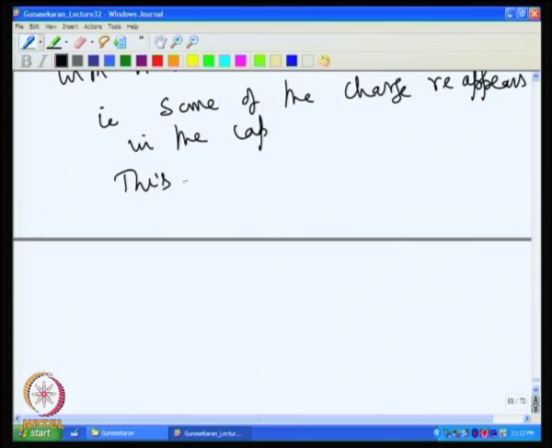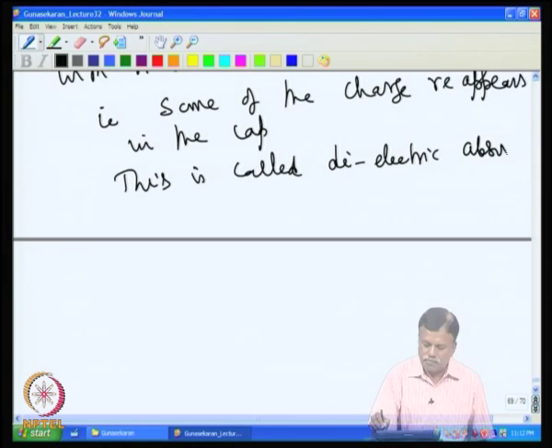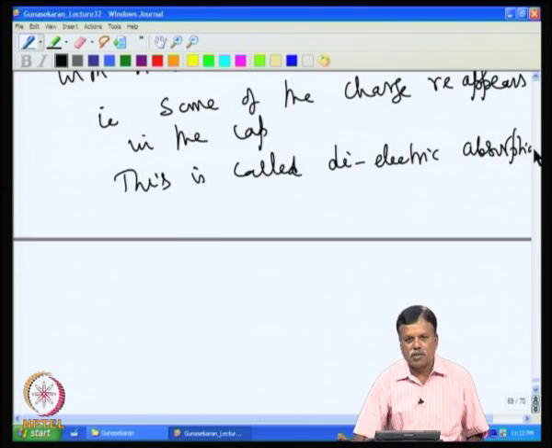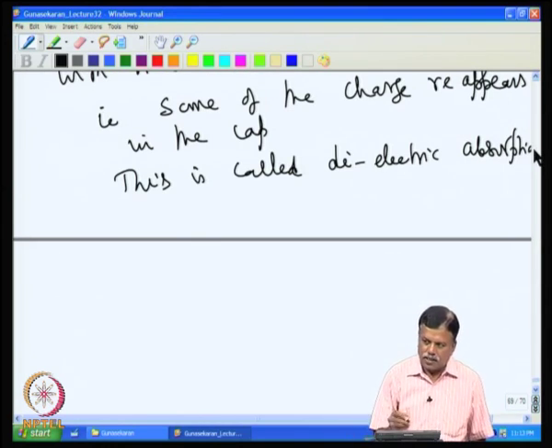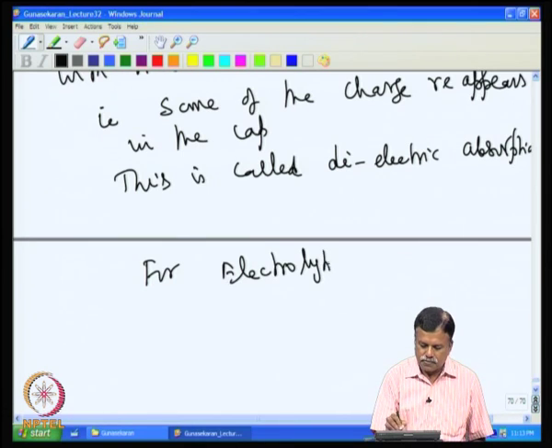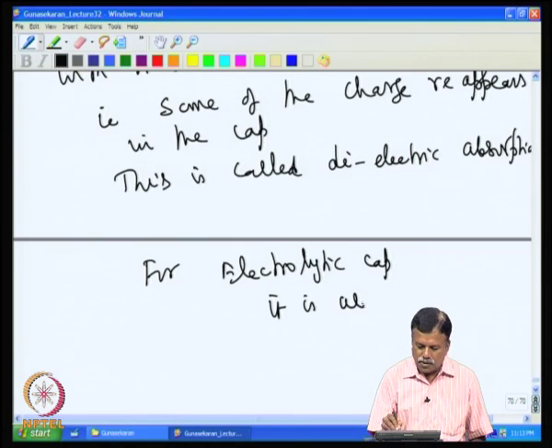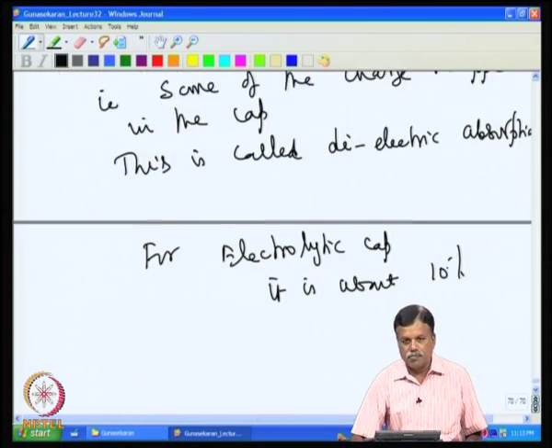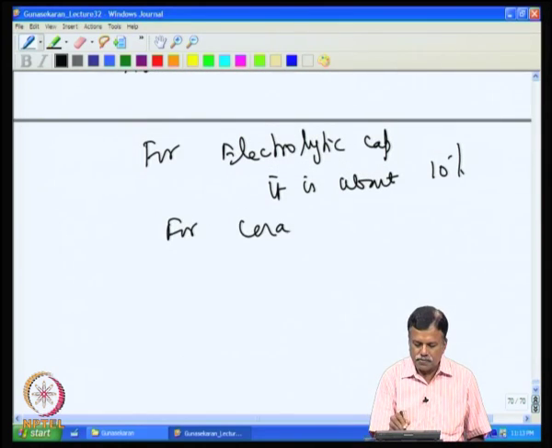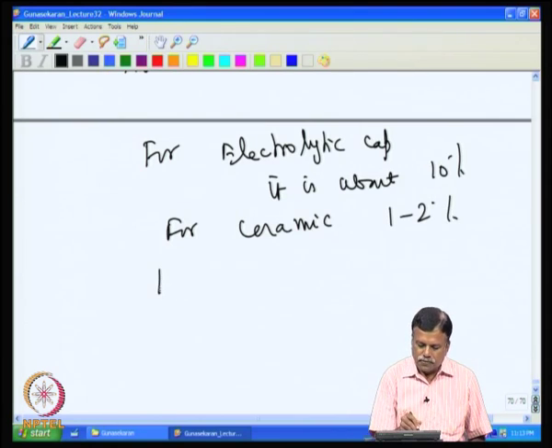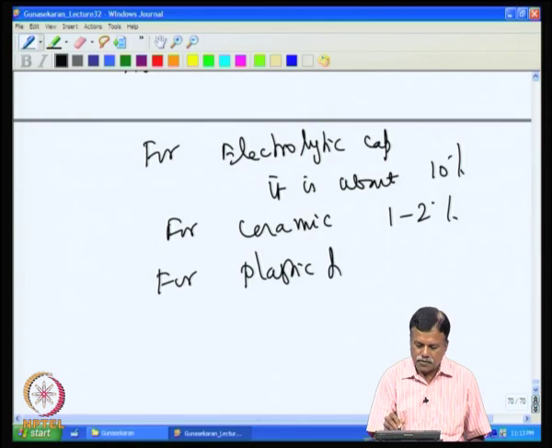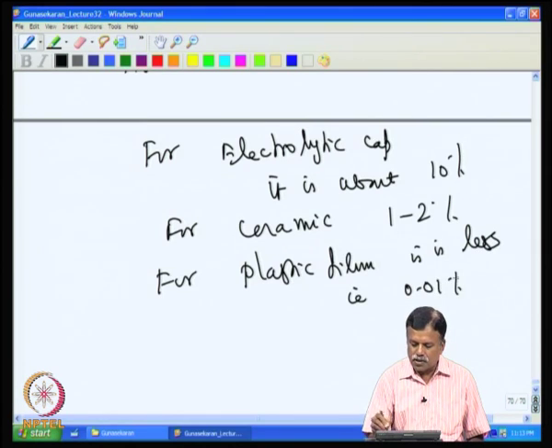This is called dielectric absorption. For example, for an electrolytic capacitor, this is about 10%, and for a ceramic, it is around 1 to 2%. For electrolytic capacitors, 10% of the original voltage will reappear. For plastic film capacitors, it is less, that is 0.01% to 0.1%. For example, polycarbonate has very low dielectric absorption.